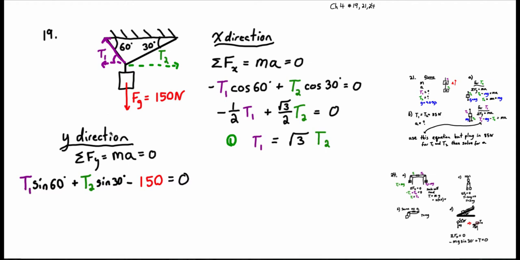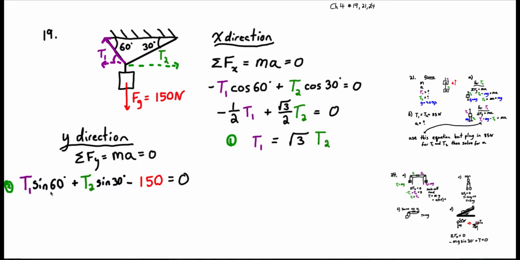So I need to come over here in the y direction and get my second equation in order to be able to solve. So again, in the y direction, I'm doing the summation of F of y is equal to my mass times acceleration, but it's static, so it's 0.